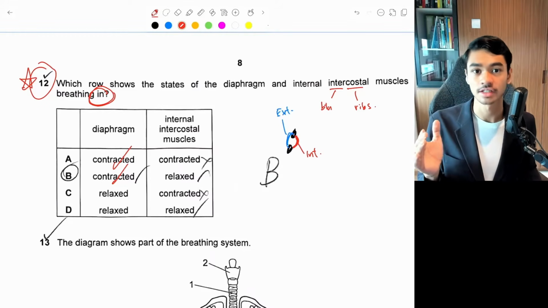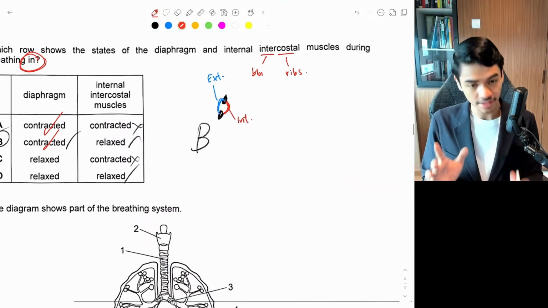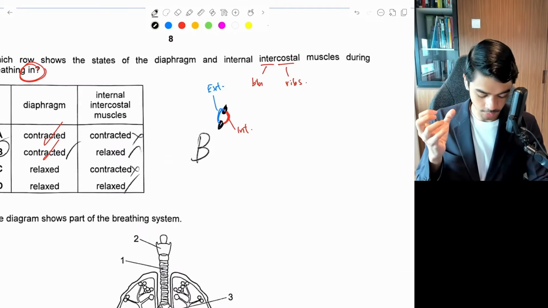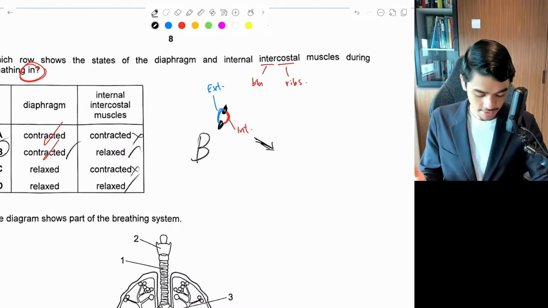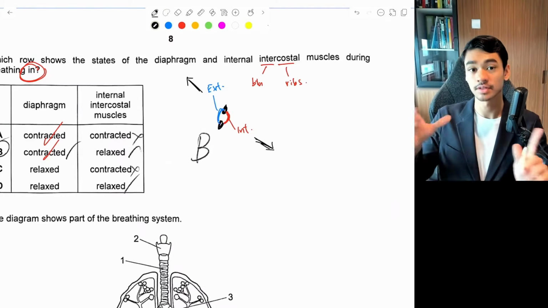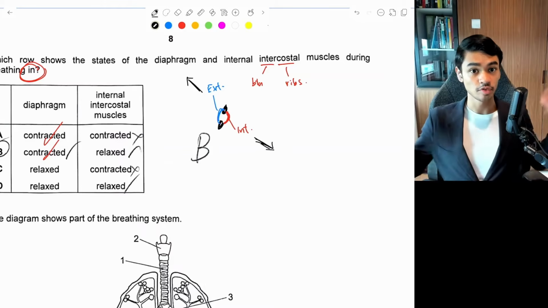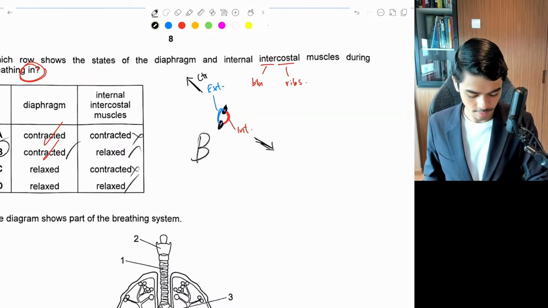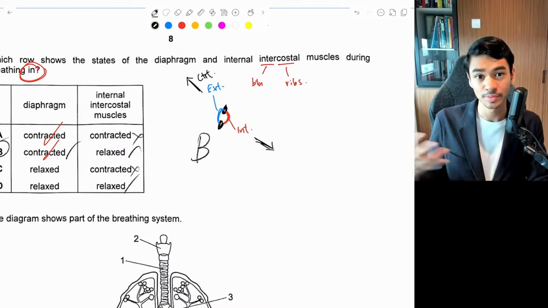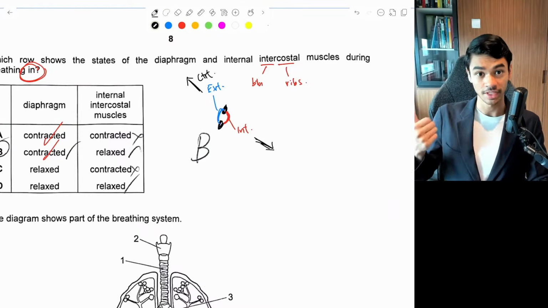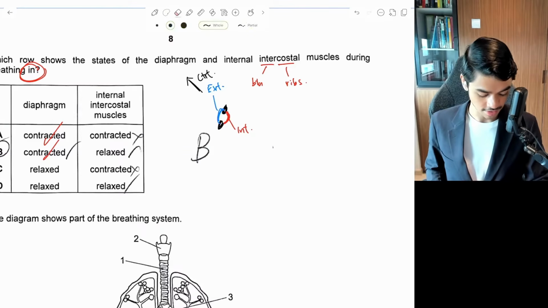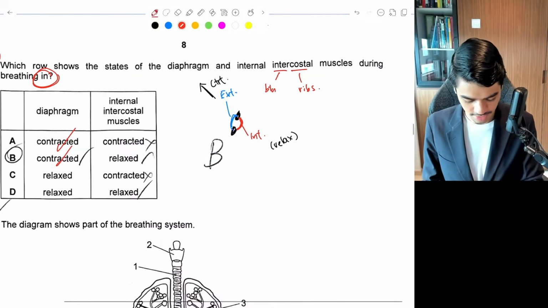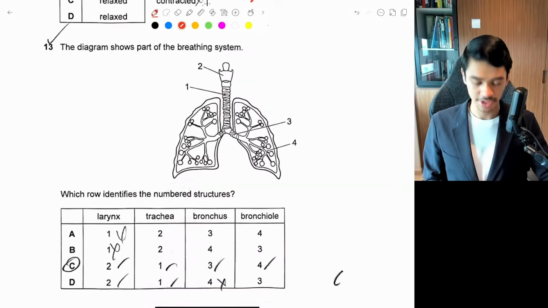So the memory hack to know what they're doing is they are named for their jobs. The internal one, when it activates, will pull the ribs to the inside. And the external one, when it activates, will pull the ribs to the exterior, to the outside. So now you test. You breathe in, your ribs move out, right? So who needs to activate here? The external needs to contract to pull your ribs out. Does the internal want to pull the ribs in now? No, we're breathing in, ribs are going out. So these will relax because we don't want to be pulling the ribs in. That's why the answer is relax. And B is correct. Okay, question 13.